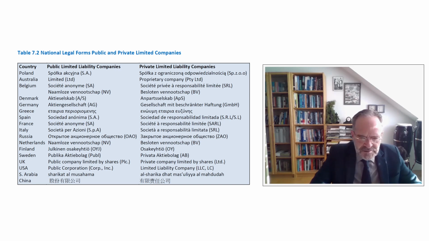So going back, the names are different, but generically speaking, the characteristics of the public and private limited liability company are to a large extent identical all across the world.